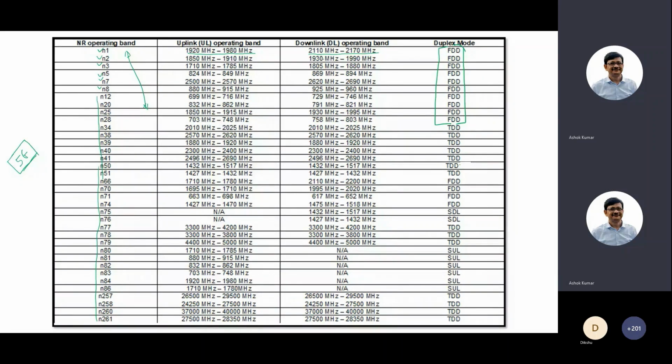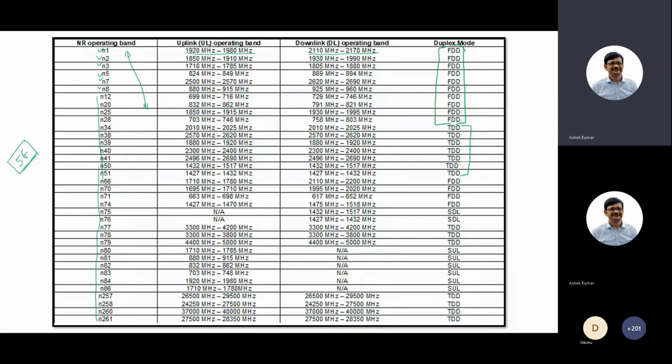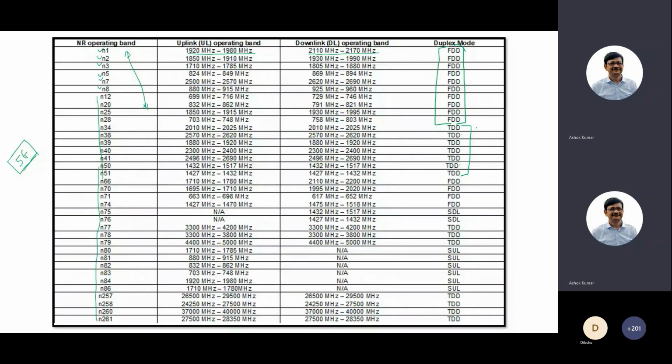Then you have TDD bands, time division duplexing. So if you look at N34, N38, these are, of course, older bands. These are time division duplexing bands. All the bands identified later are mostly time division duplexing. All our initial systems were made FDD. Then again, here you have some FDD bands, in N66 and 70, 71, and so on.